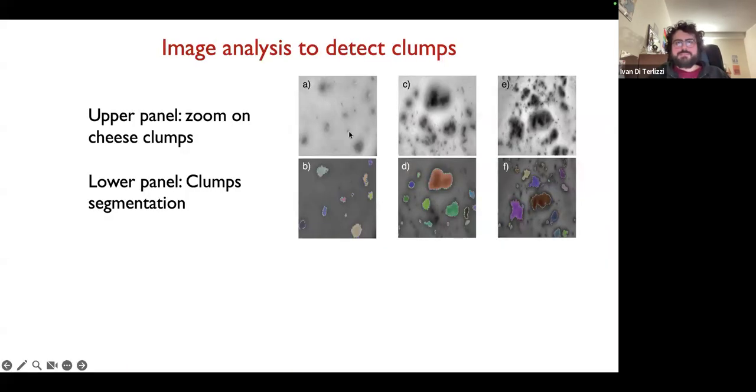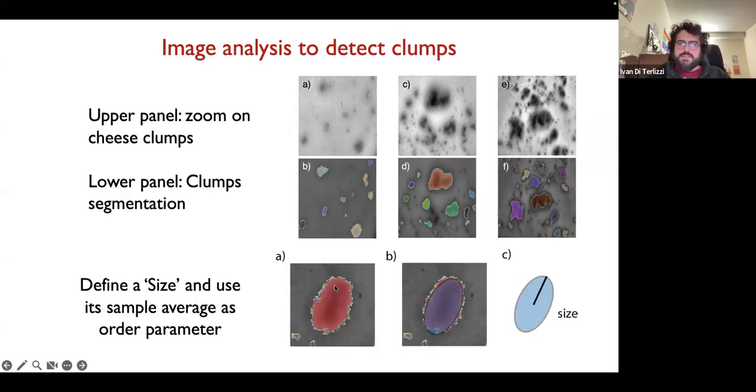So what we can do is to segment all these clumps. This was done by my flatmate, who is really a dragon when it comes to image processing. So we were able to segment all these small clumps, and then we were able to characterize them by approximating them as an ellipse. And once you have an ellipse, you can say, okay, this ellipse is characterized by the major axis length. We could have also used the area or other measures.